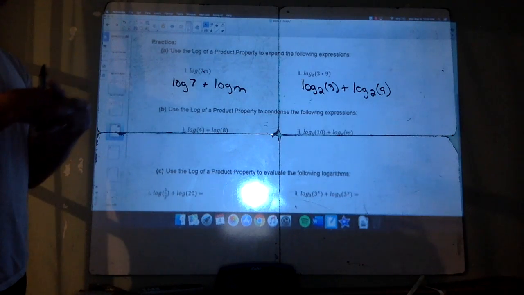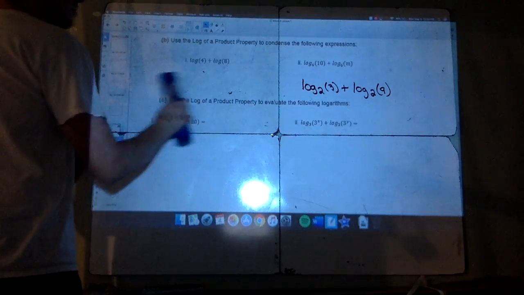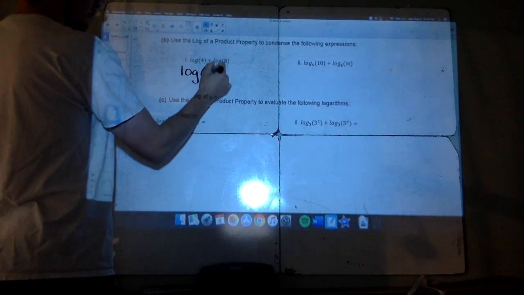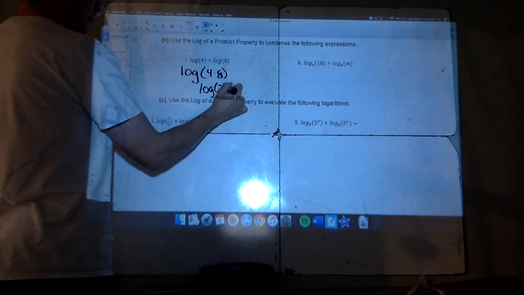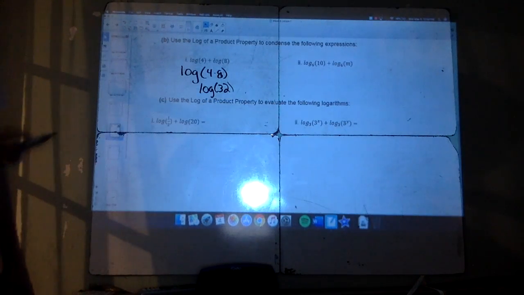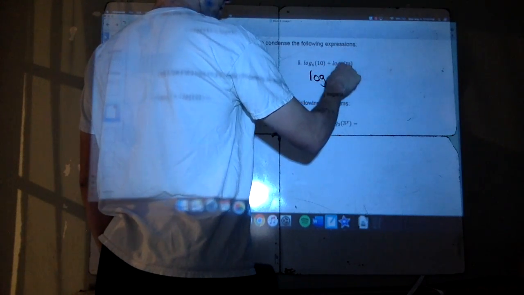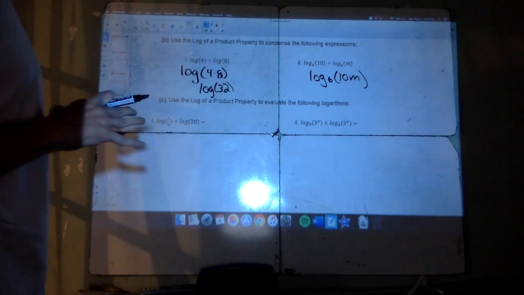And then we're also going to compress. We're going to bring them together. So log of 4 plus log of 8, we're going to combine those. When it's addition, it becomes log of 4 times 8, which is log of 32. Log base 6 of 10 plus log base 6 of m just becomes log base 6 of 10m, combining it together. Then we're going to use that to actually evaluate these bottom ones.